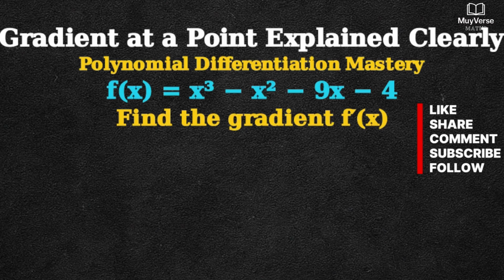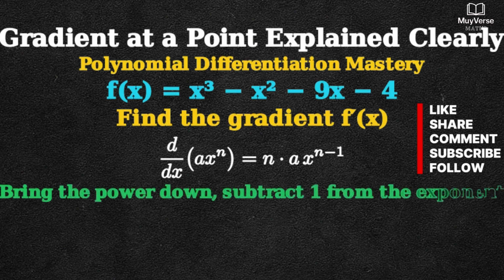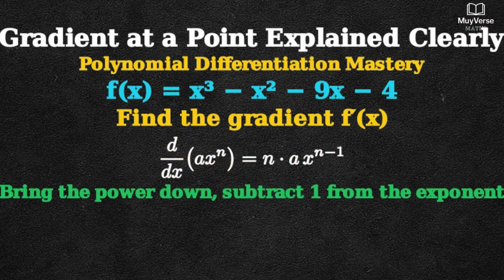Step 1. Understand the power rule. If you have a term a times x to the n, its derivative is n times a times x to the n minus 1. In words, bring the power down and subtract 1 from the exponent.